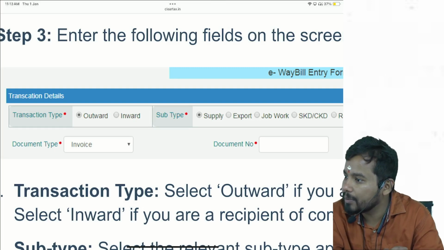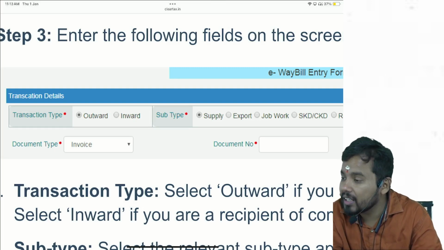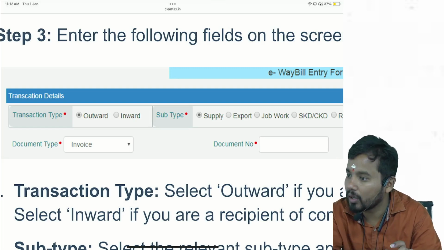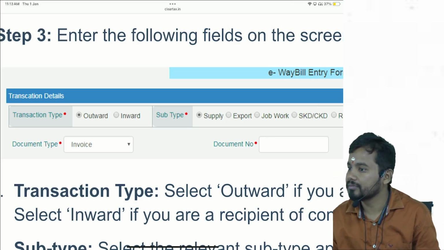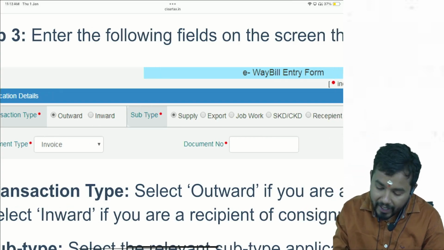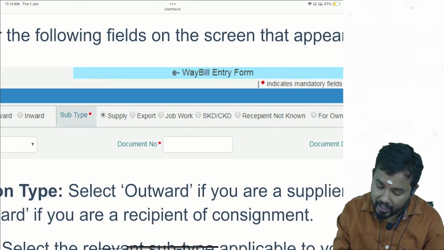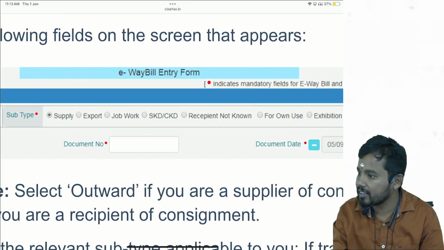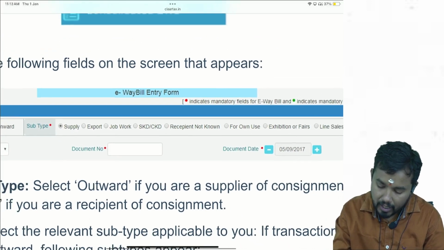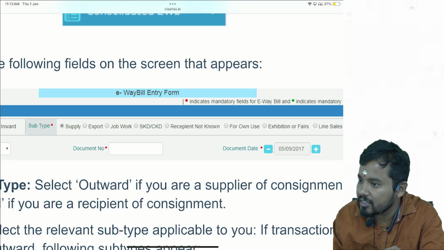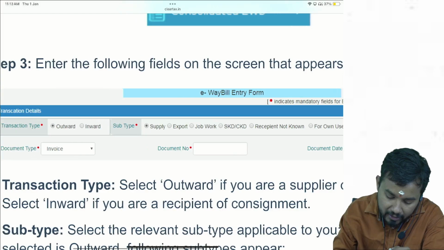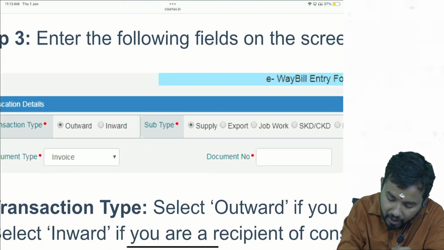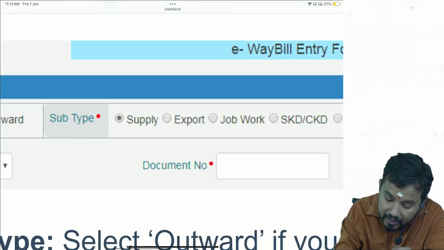You are a recipient, but the supplier said that no, I will not generate the e-way bill, you only have to generate the e-way bill. Then you are generating the e-way bill, so you have to select the inward option. Are you able to understand? Now again, after selecting outward or inward, there are sub-classifications, subcategories. Whenever you are supplying goods to your customer, you will select the outward option, and in subtype, you will select the supply option.